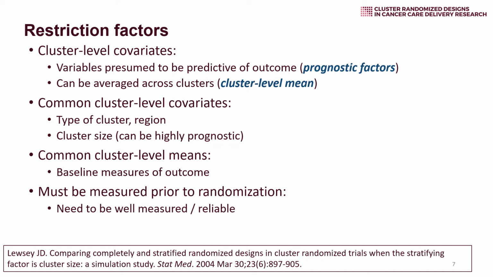So what sort of restriction factors might we use? Well, we can use cluster level covariates. These are variables that are assumed to be predictive of the outcome, so we might call these prognostic factors. And they also can be averaged across the clusters to provide cluster level means. Some common cluster level covariates are things like the type of cluster, the region, cluster size. That can be highly prognostic. Common cluster level means are things like the baseline measure of the outcome. Now these all have to be measured before randomization. They need to be well measured and they need to be reliable. And of course they also need to be prognostic of the outcome.